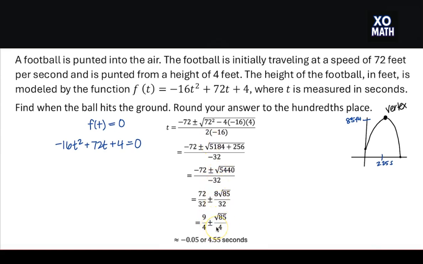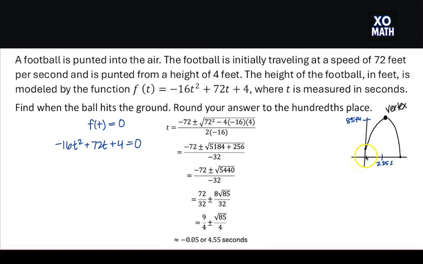So after some of this arithmetic, we end up with our two solutions. When we solve a quadratic equation, we can get up to two solutions, and we get negative 0.05 or 4.55 seconds. So why do we get two answers? Are both of them the answer? Well, we get two answers because we're solving when the quadratic is equal to 0. So what are the two x-intercepts, or in this case, t-intercepts?